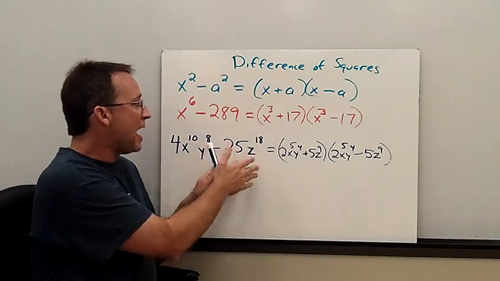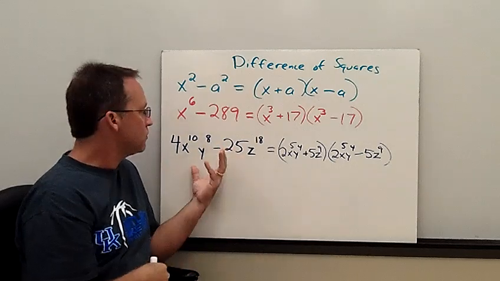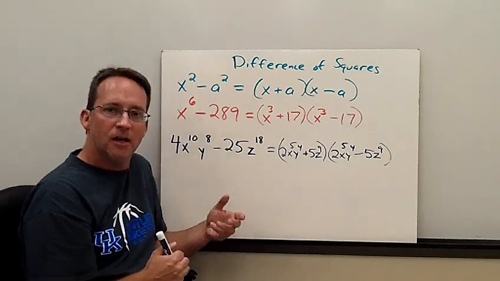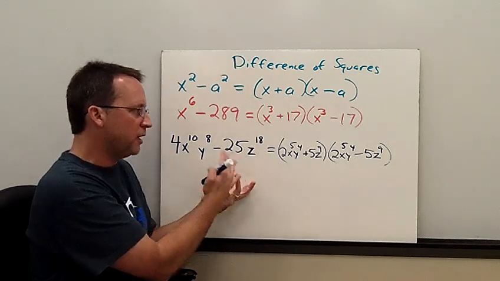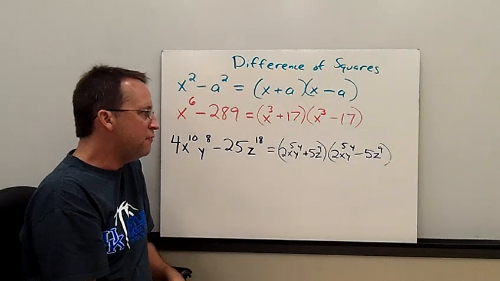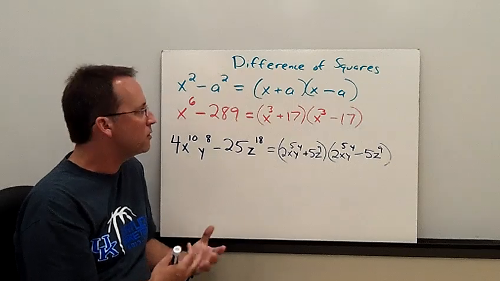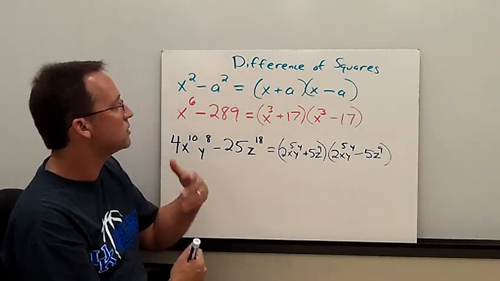So when you have these binomials here, we've just got two terms with a minus in between, look for this difference of squares. It can speed things up and help you factor something that's a little bit more advanced when you've got more than one variable going on or larger numbers going on. So that's just a reminder of differences of squares.